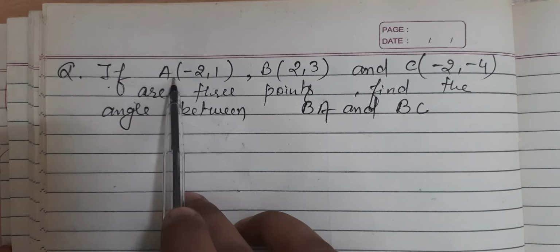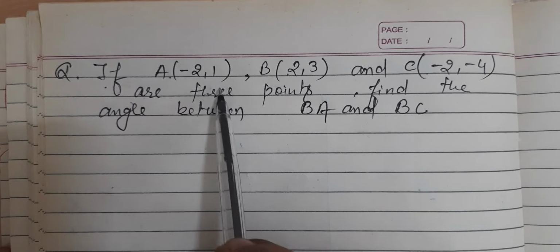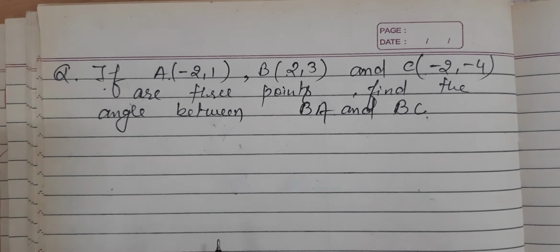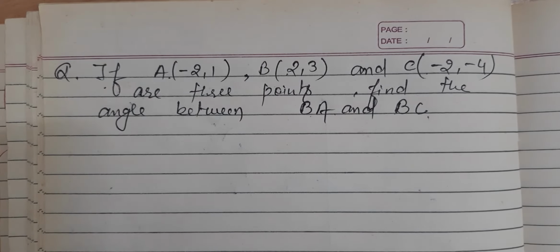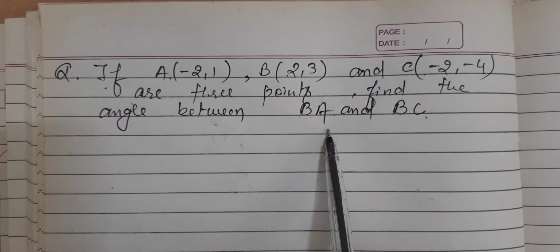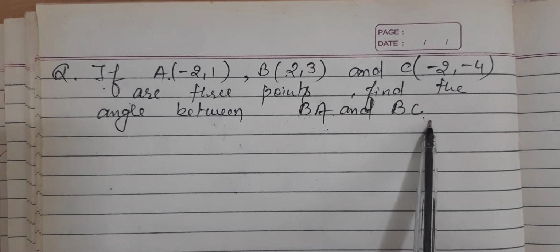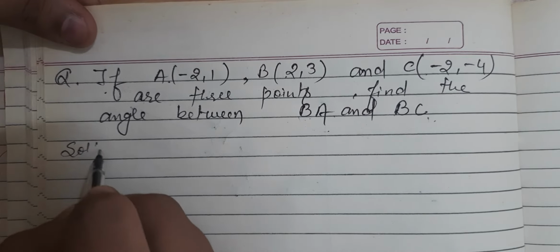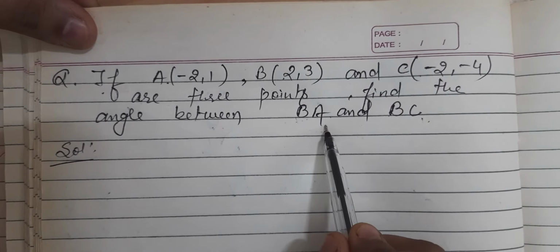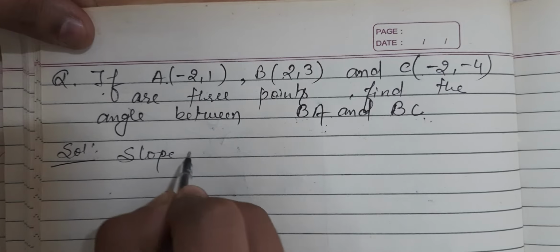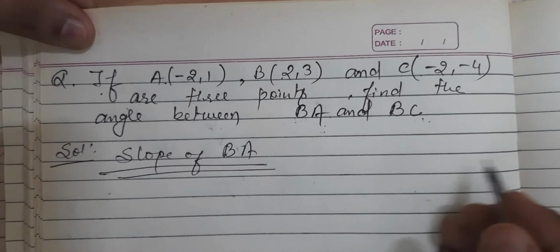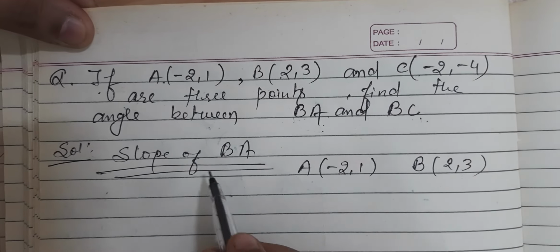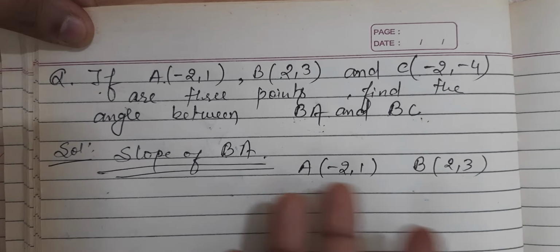So the question is: if A, B and C are three points, and their coordinates are given, find the angle between BA and BC. Here we are not given the slope, we are given the coordinates. So we can first find the slopes of lines BA and BC, and then we can find the angle between these two lines. So first we find the slope of line BA. The coordinates of point A are minus 2 comma 1, and we have the coordinates of point B. To find the slope of line BA, we'll take points B and A only.